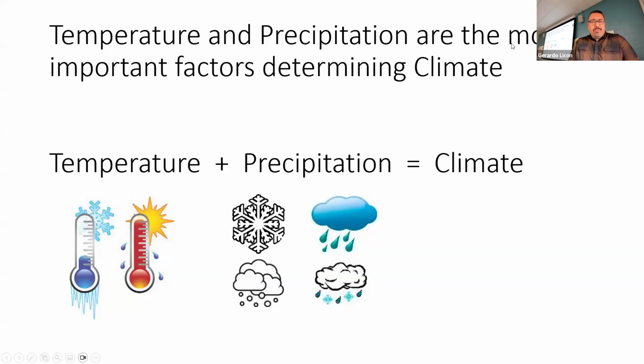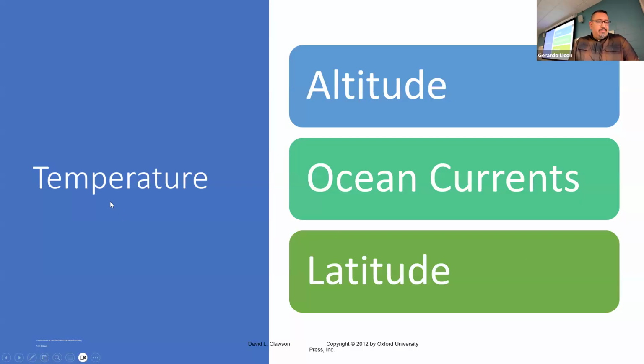So like I mentioned, temperature and precipitation are the most important factors that determine climate. So temperature plus precipitation equals the climate, or at least what it usually is. Breaking down temperature: temperature itself is determined by these three factors: altitude, ocean currents, and latitude. And I'll break up each one of those individually.